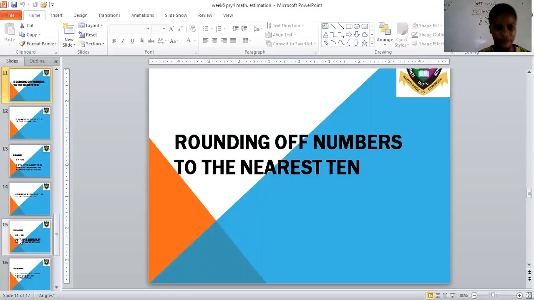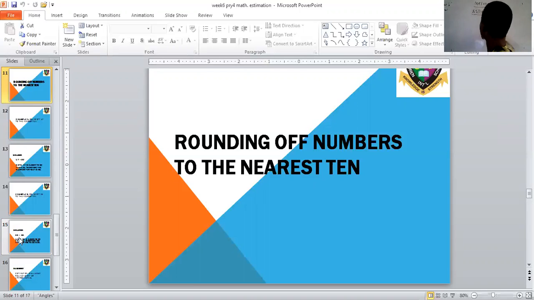During the course of this lesson, as we go on, we're going to be looking at how we can convert numbers to the nearest 10. First, what are 10s? When you say to the nearest 10, what do you mean by that? Examples of 10s are 10, 20, 30, 40. These are all 10s, and so on and so forth. Now, how do you convert numbers to the nearest 10? That's what we're going to be dealing with.